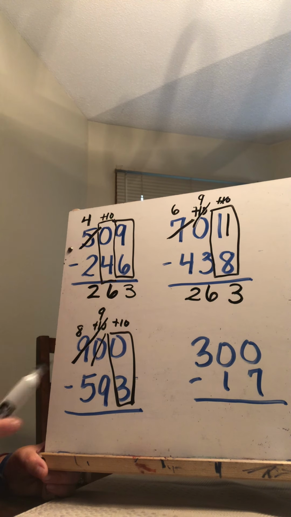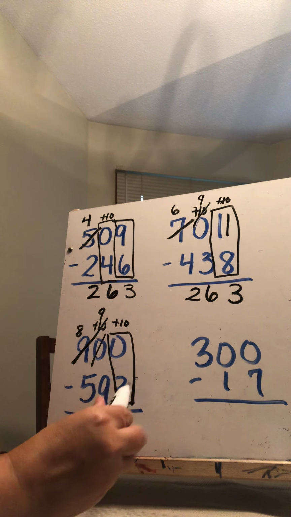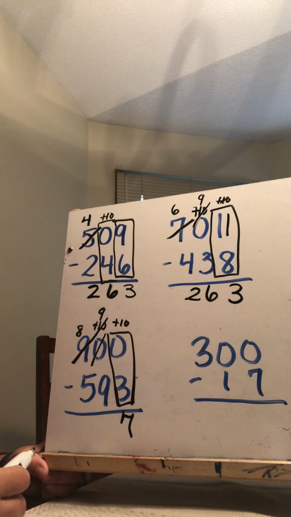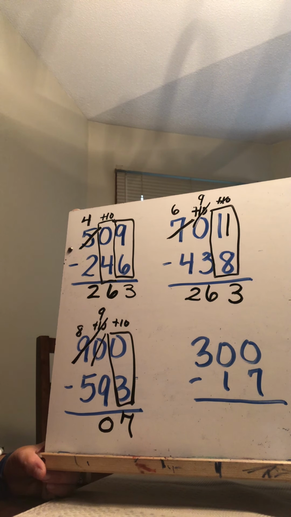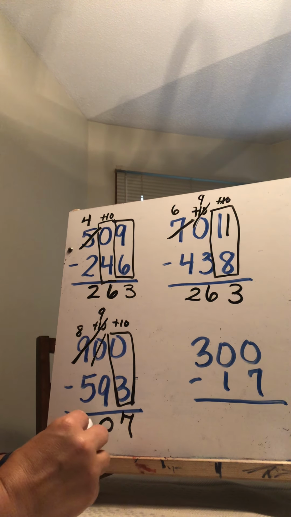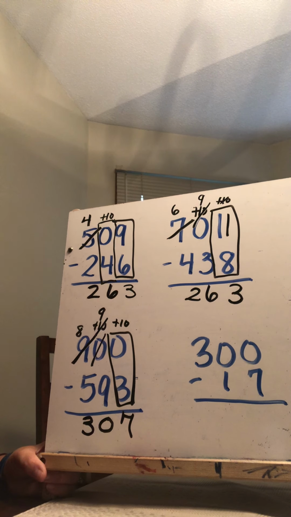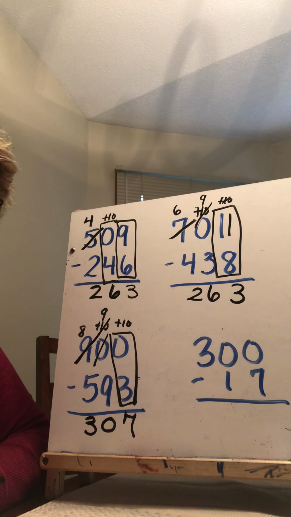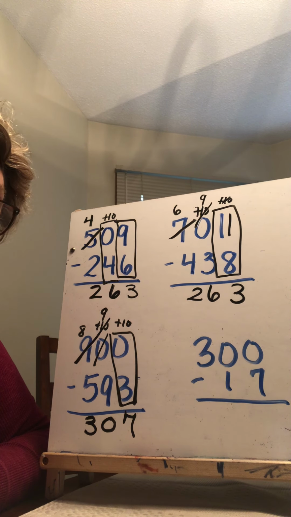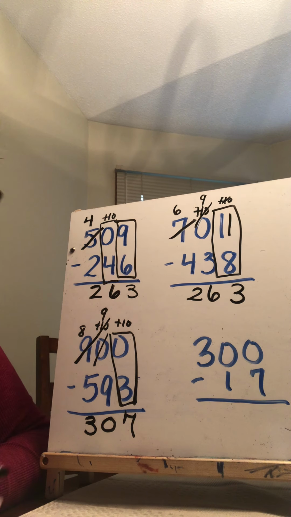Okay, so I know you can do it. 10 minus 3 is 7. 9 minus 9 is 0. 8 minus 5 is 3. 307. 900 minus 593 is 307. Let's try one more. This is a lot of steps.